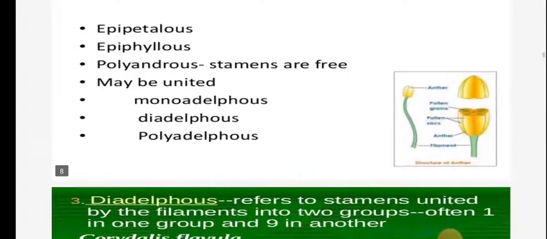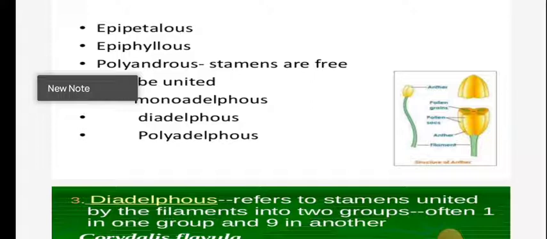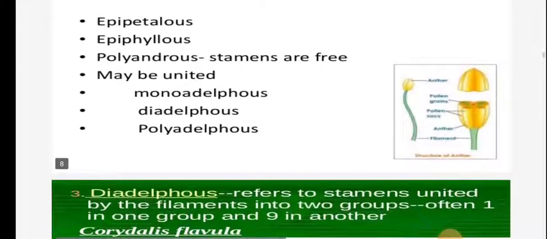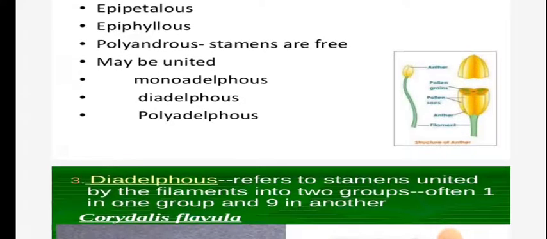In adhesion, the conditions are how they are attached. Epipetalous means stamens attached to petals. Epiphyllous means stamens attached to tepals; the word phyllous is generally used in the perianth condition. Then polyandrous means stamens are free. Then they may be united, so there are certain conditions.